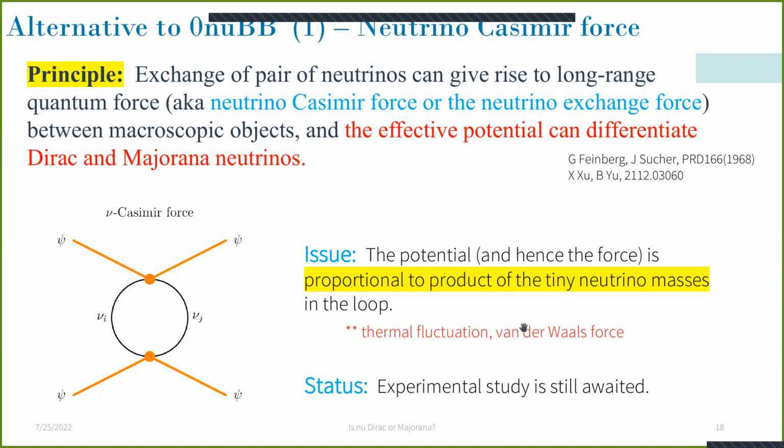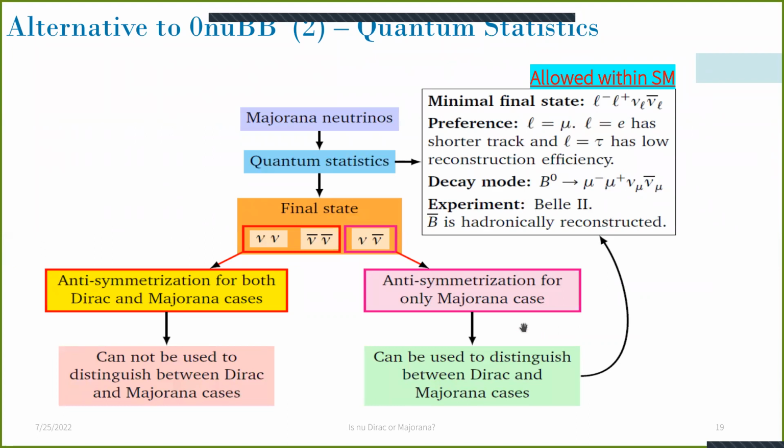So always when you try to differentiate the Dirac from Majorana, you come out with M nu square. Now the neutrino mass is so small, experimentally hard. So I'm just saying an alternative way. The alternative way is to use quantum statistics in beta decay. Let's say the neutrino is Majorana, then let's use quantum statistics.